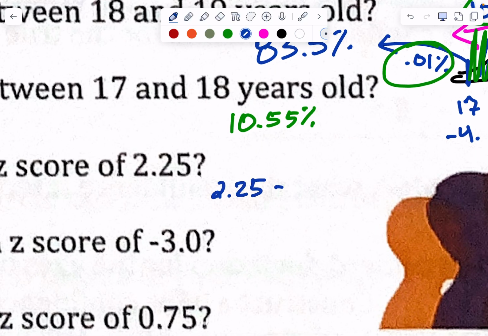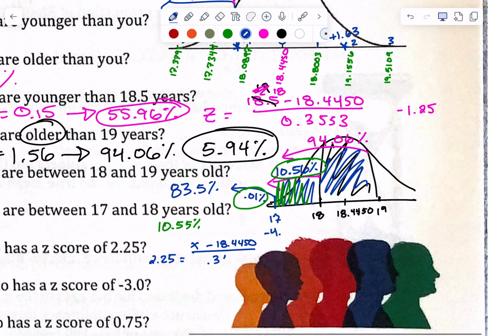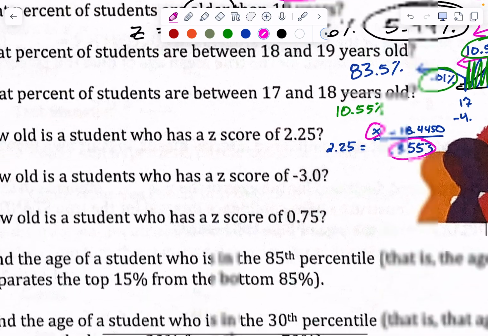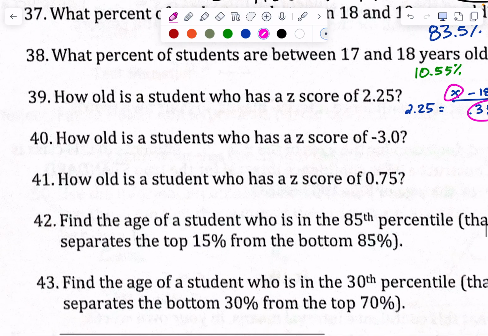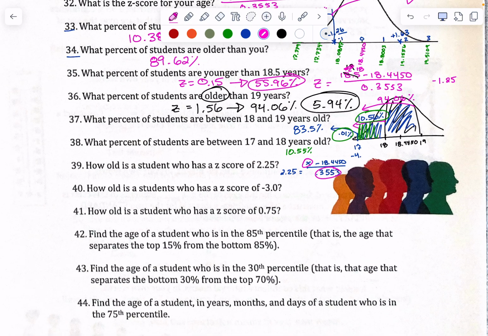2.25 is here. And x minus 18.4450. You're trying to solve for x. And when you try to solve for x, we've got to multiply this over and add the 18.4450. Do that the same way for 39, 40, 41. Minus 0.1231. Hey, number 40, you don't even have to calculate.